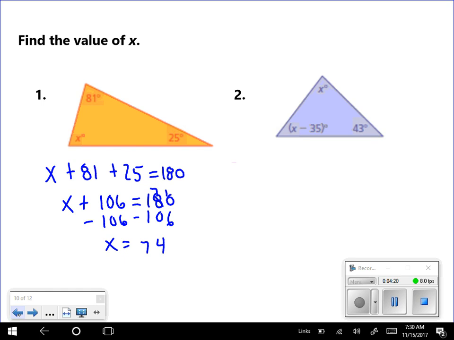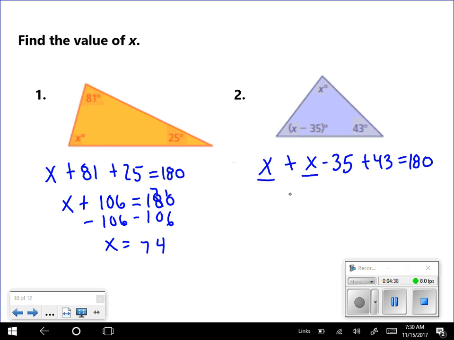Okay, I'm going to make sure you have a couple to try. Perfect. So for this one, again, same thing. We have some x values. We have x plus x minus 35 plus 43. That's all going to equal 180.